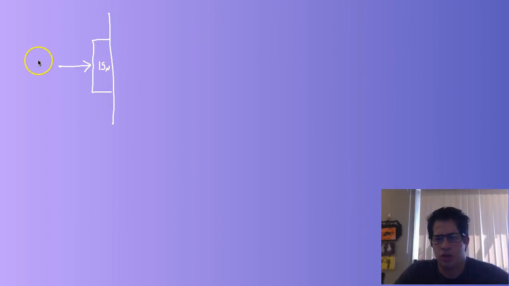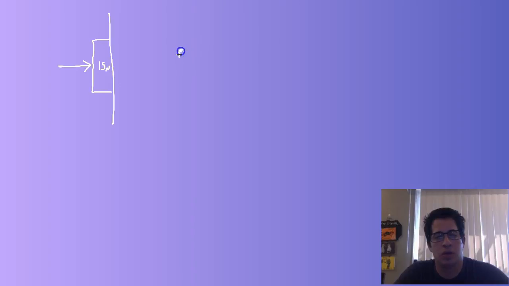Okay, so here's another scenario I want to look at. We have a book that weighs 15 newtons, and we're pushing it into this wall, and it's being held in place. It's not sliding down the wall. It's just sitting there against the wall as we push against it. And so we're going to draw a free body diagram for this one.